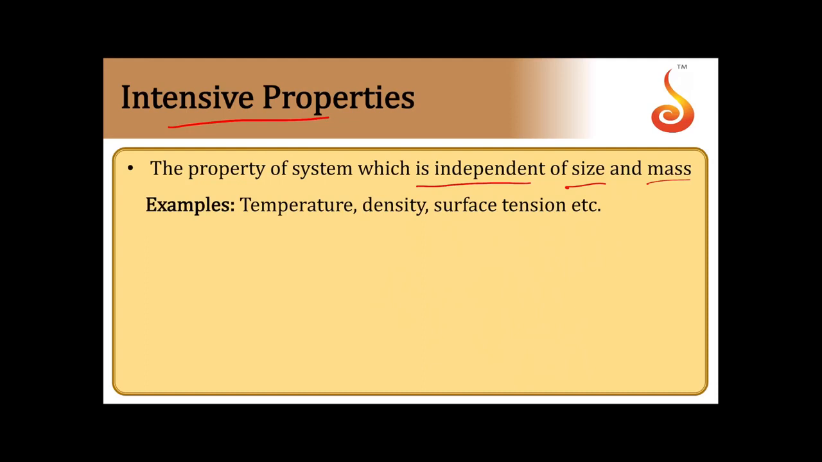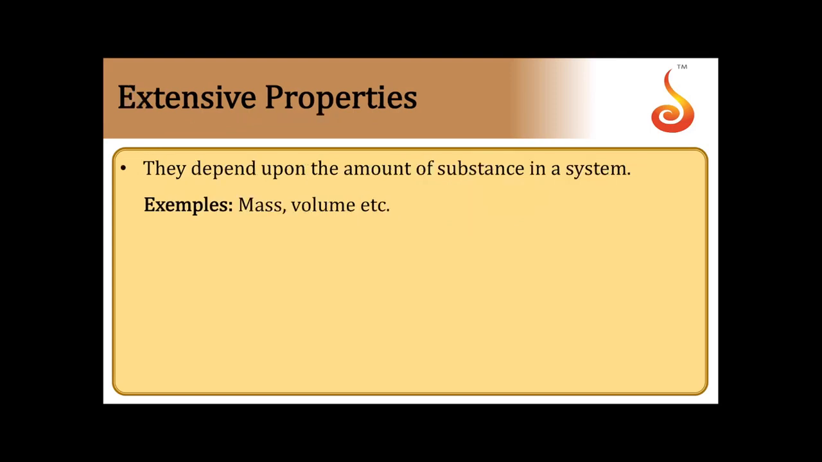Temperature, density, surface tension, etc. These are the properties which depend upon the nature of the system. An intensive property is not an additive property. It means we cannot add the densities of two different liquids to get the final density of the mixture. So an intensive property is not additive. It depends upon nature, and doesn't depend upon how much amount we take.